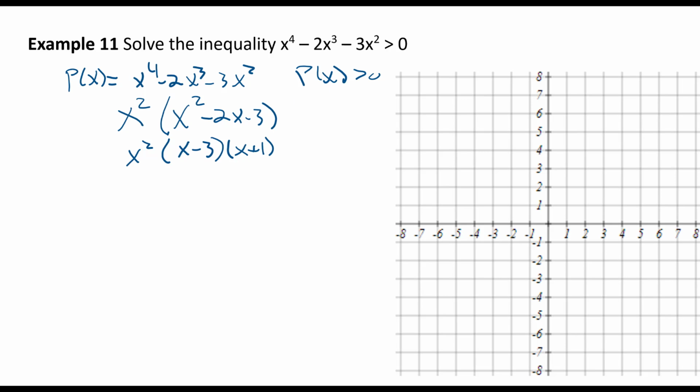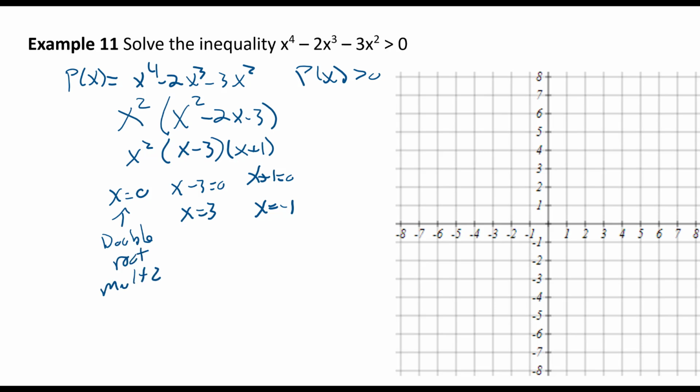And so these zeros are going to be x equals 0, x minus 3 equals 0, so x equals 3, and x plus 1 equals 0, so x equals negative 1. And this one's a double root. So multiplicity 2. So it looks like it's crossing at negative 1, at 0, and at 3. And it's x to the fourth, and it's a positive leading coefficient. So it's going to be going up from here and up from here.